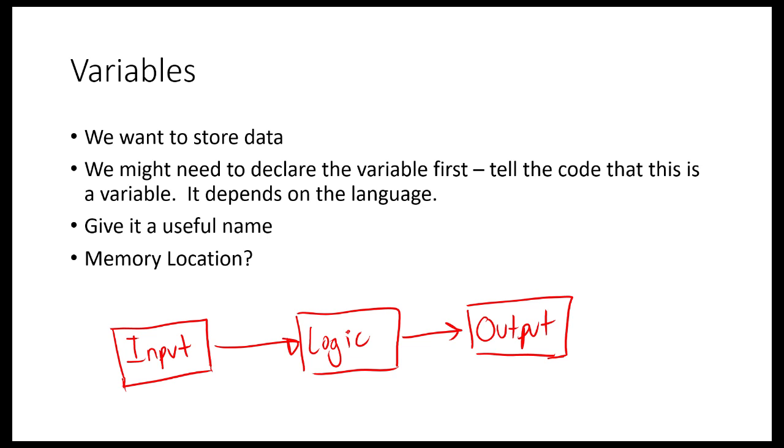And depending on the language that we're using, we might need to declare the variable. So when we declare a variable, we're telling the code that we're creating this container, and we give it a name, and we might tell the software what kind of data we're storing in that container. And this really only applies to C, but with C, we might also tell it where in the memory we want to store the data.